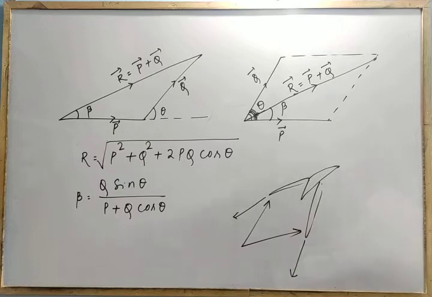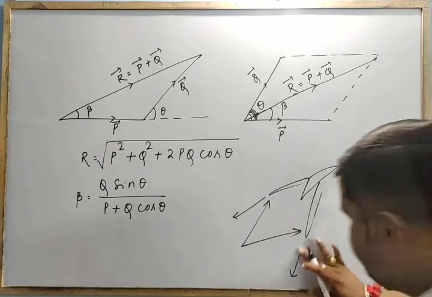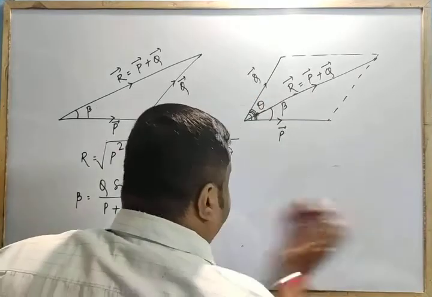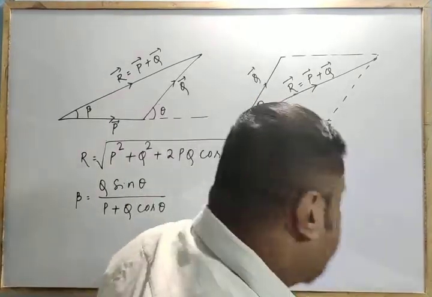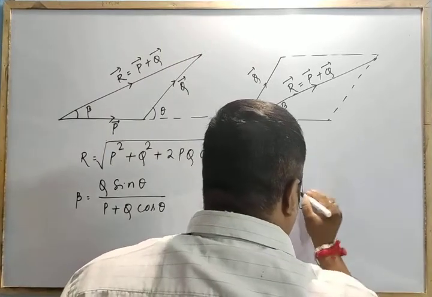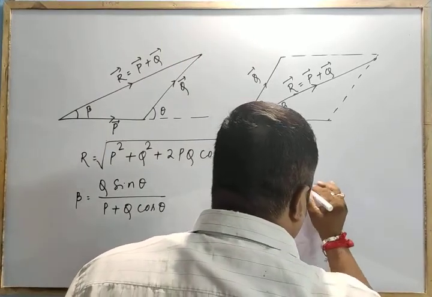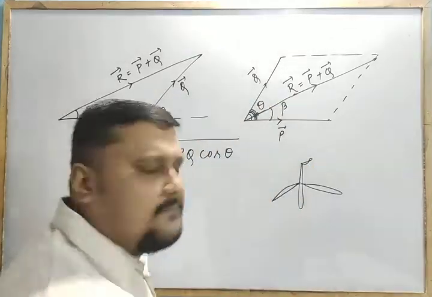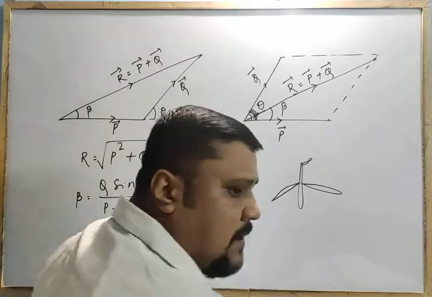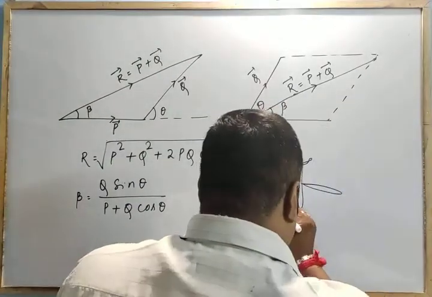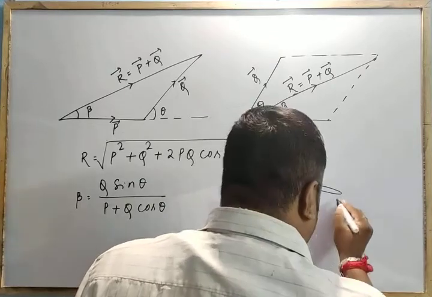Then what will you find? Let me make it more clear. Suppose this is the bird, the body of the bird, and these are the wings. So this is the bird. Now the bird pushes the wings like this. So this is the force by the wings.